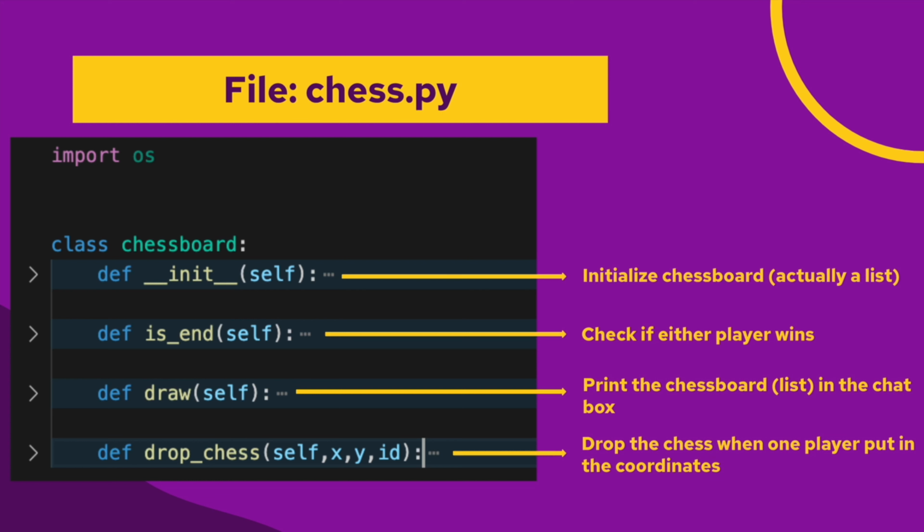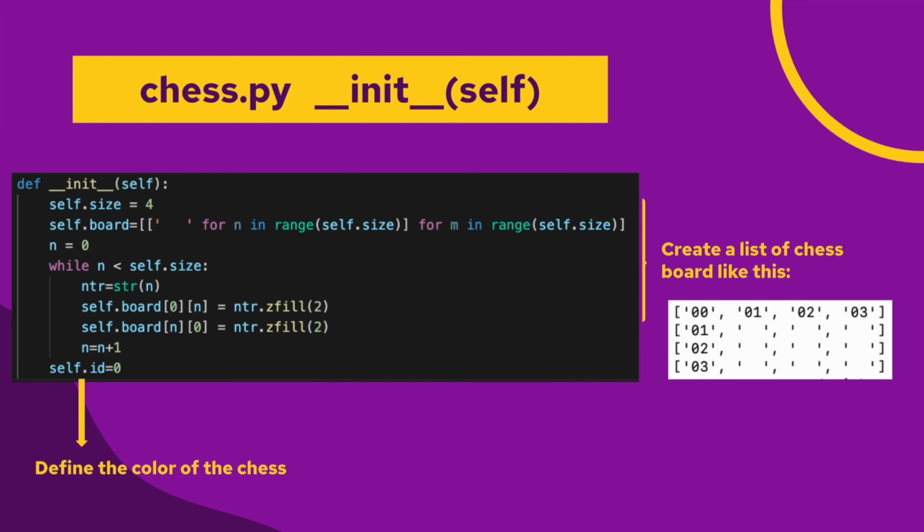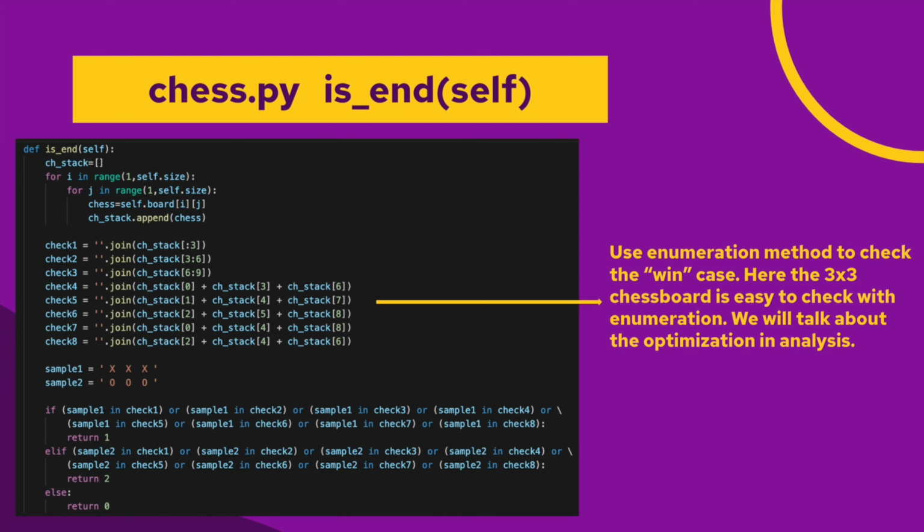The chessboard class has 4 main methods, and we list their functions here. In initialization, we create a chessboard like this, in the form of a list, and the self ID is to define the color of the chess. In the isAnd method, we use an enumeration method to check the win case.